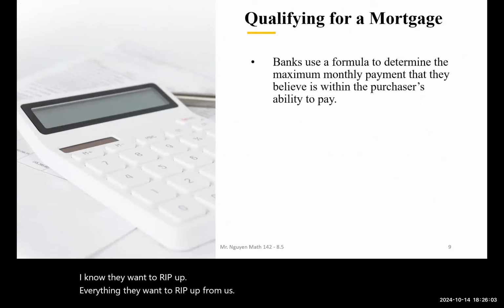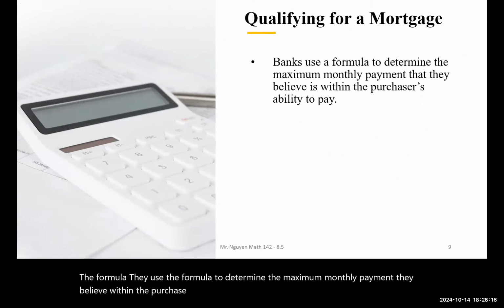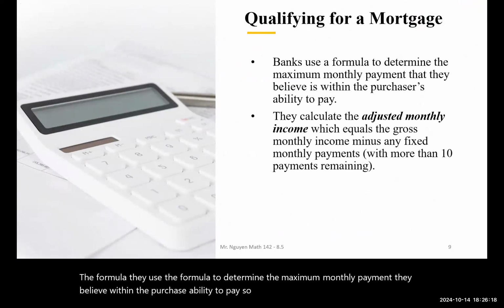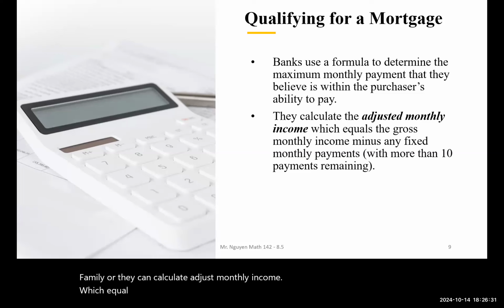So for qualifying for the mortgage, the bank uses a formula to determine the maximum monthly payment they believe is within the purchaser's ability to pay. They have their own formula, or they calculate adjusted monthly income, which means any fixed monthly payments, including remaining payments. They always do it like that.